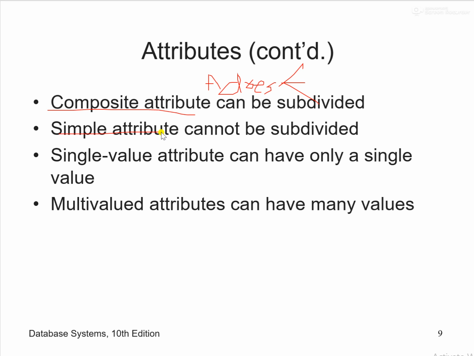Okay, is name a composite attribute or a simple attribute? Name can be a composite attribute because name can be further subdivided into first name, last name, middle name.